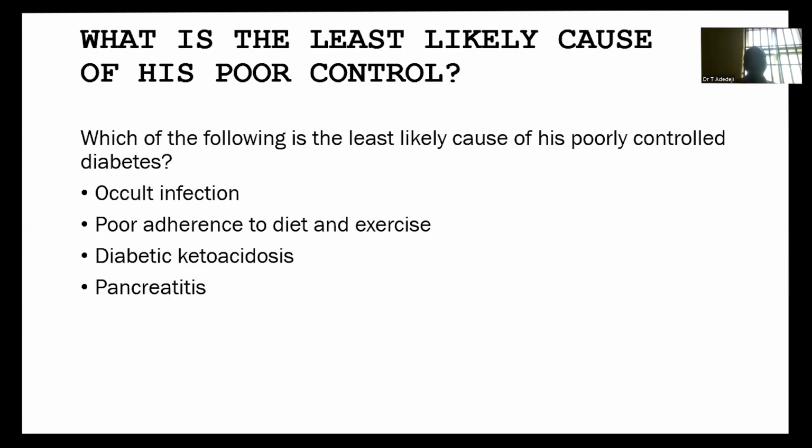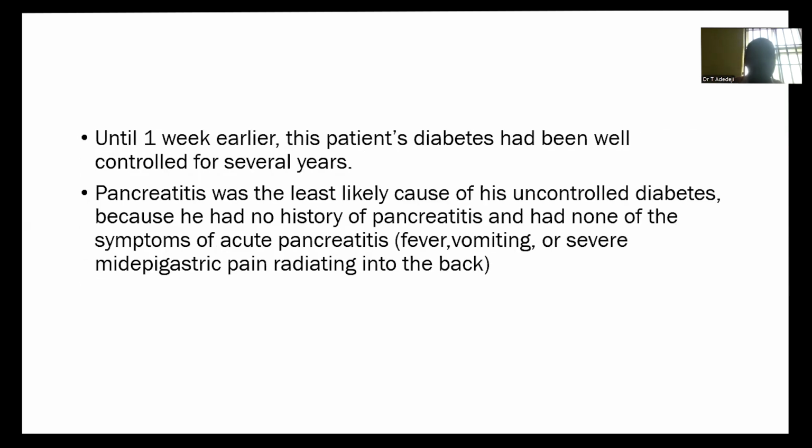Now, the question is, what is the least likely cause of his poor glycemic control? Which of the following is the least likely cause of his poorly controlled diabetes? Is it occult infection? Is it poor adherence to diet and exercise? Is it diabetic ketoacidosis? Is it pancreatitis? So let's go over these possibilities one by one.